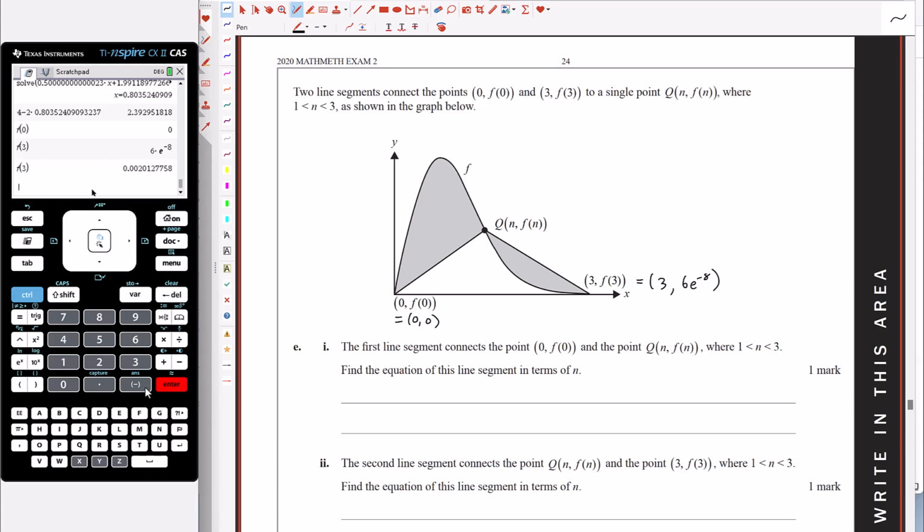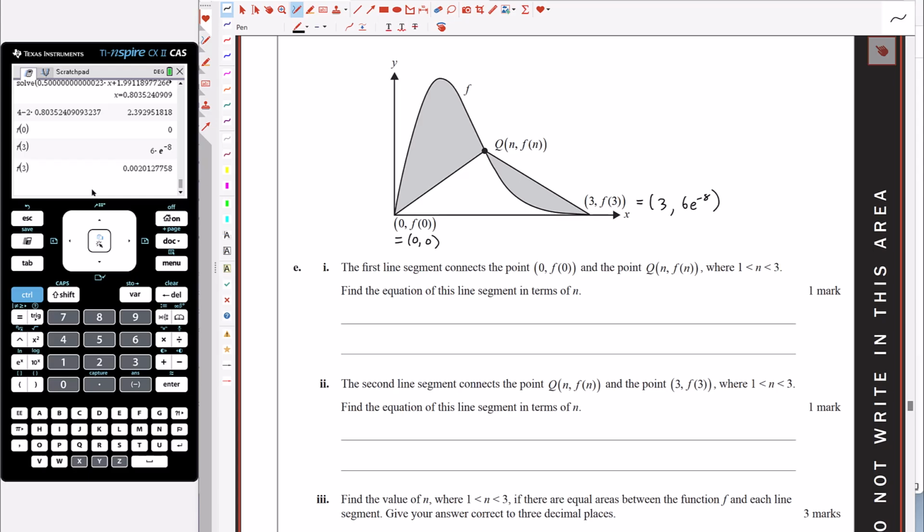So we're going to connect those 2 points to a single point Q, which has an x-coordinate of n and therefore a y-coordinate of f at n. And obviously n has to still be in this domain from 1 to 3. The first line segment connects the point 0, f at 0 and the point Q. Okay, so that's, yep, this point. Let's just label these points, it makes it easy to talk about them. Let's make that O, let's make this P.